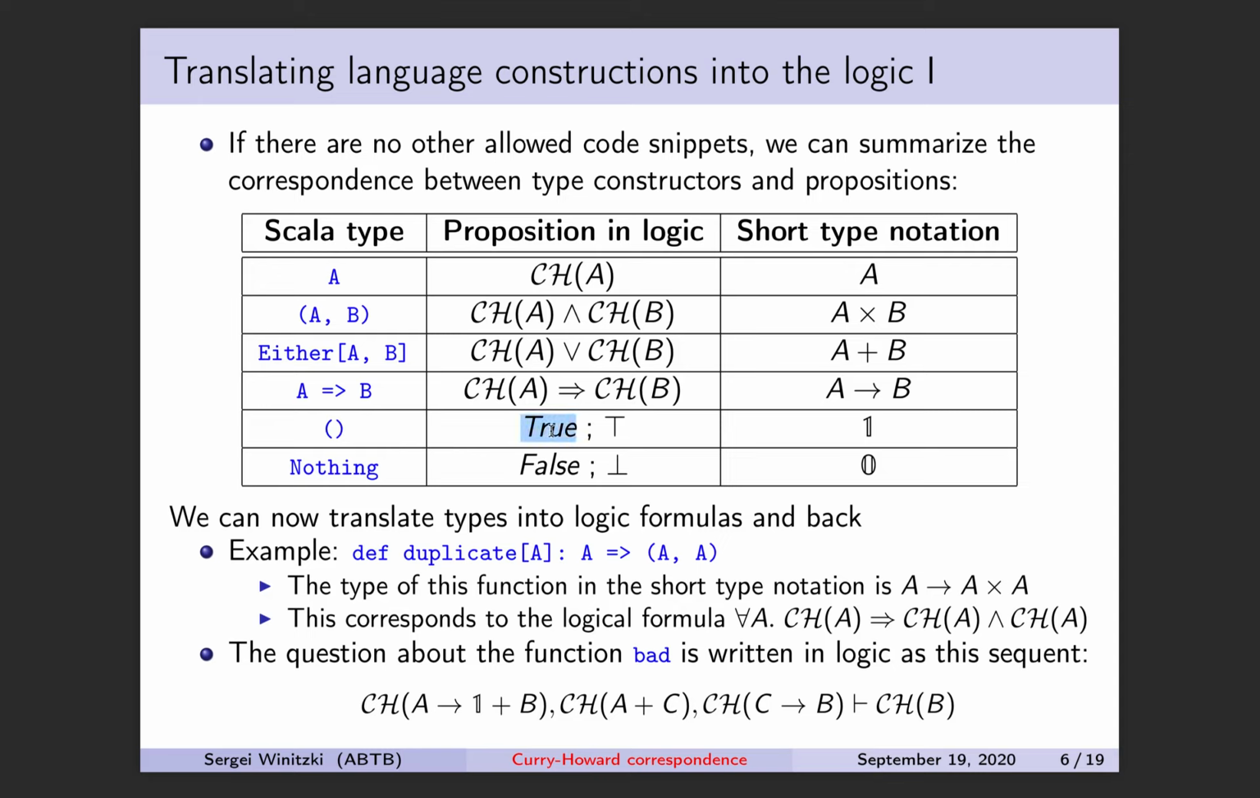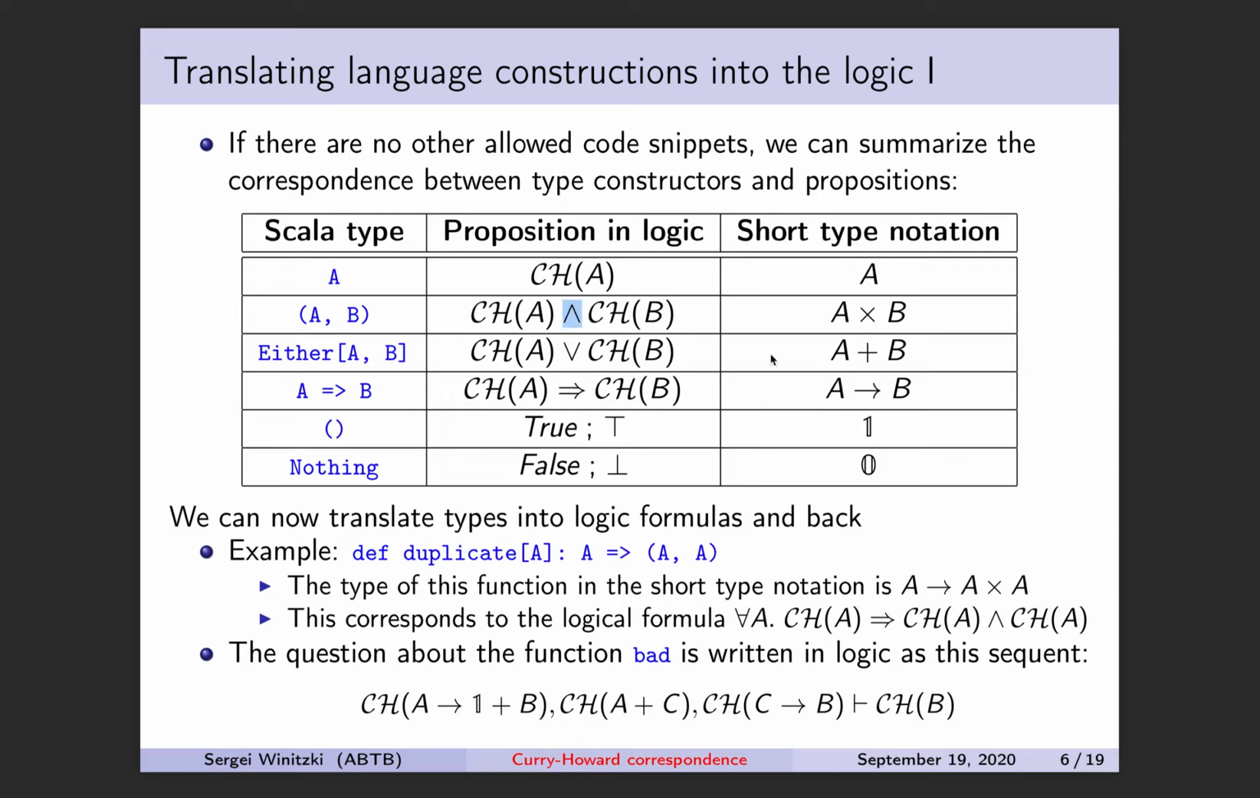So that's the same as a logical constant true that sometimes is denoted like this. And the nothing type in Scala is the type that cannot have any values. So in logic, it means it is false that you can have values of this type. It's always false. And so that's the constant false, sometimes denoted like this. It's a top and the bottom symbol. I used a shorter type notation in this tutorial, which I will briefly introduce now.